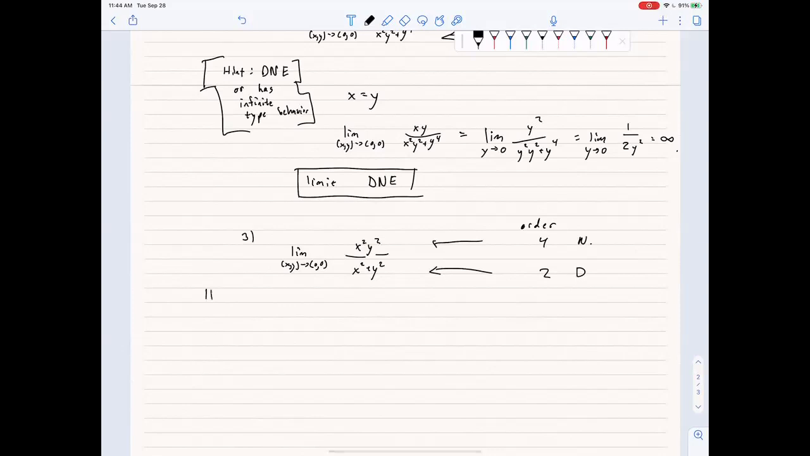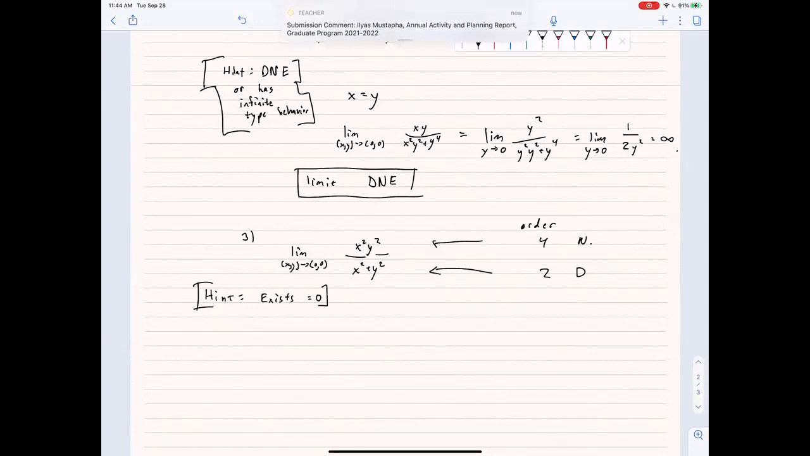The hint is that if the order of the numerator is greater than the order of the denominator, then the limit will exist and equal 0. And again, this applies when we're approaching the origin. But these are the sort of prototypes. You can shift things around. You put some other functions in, square roots and so on, and get all kinds of variations.